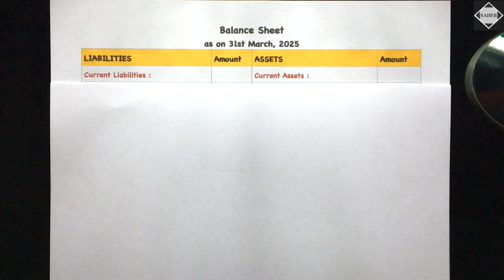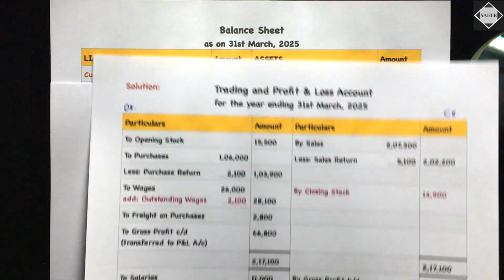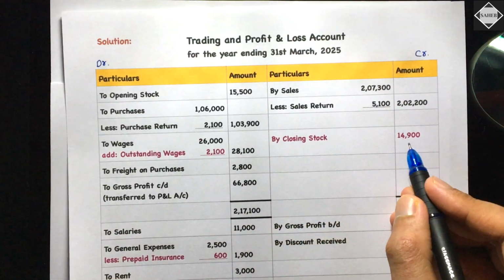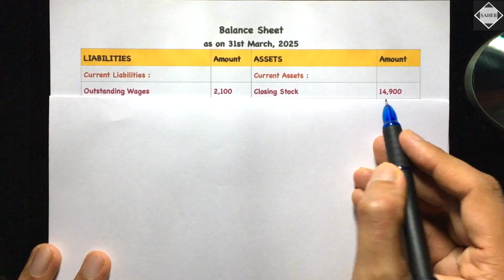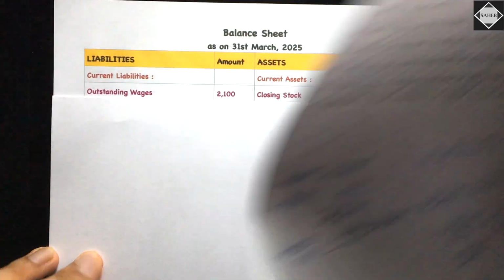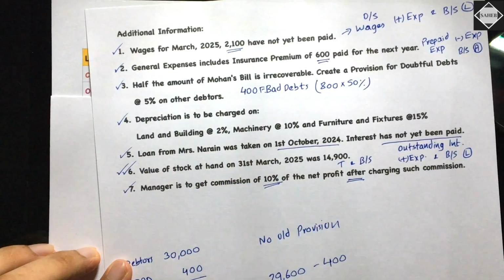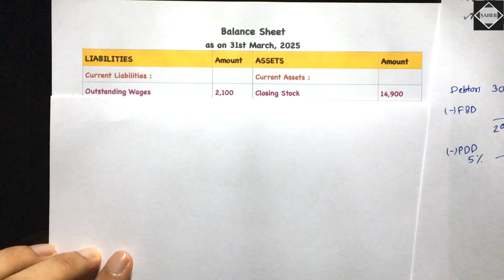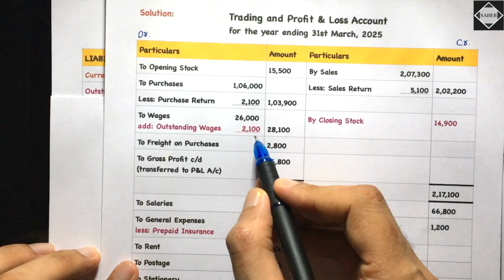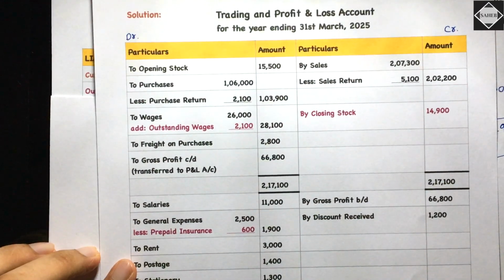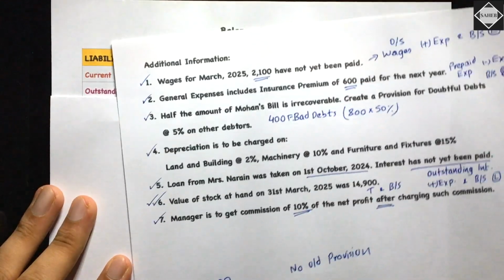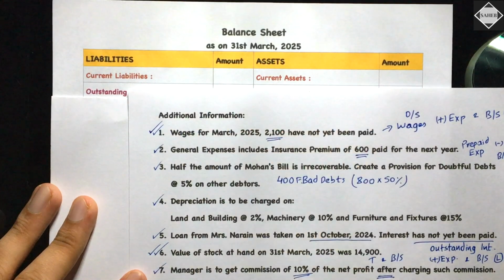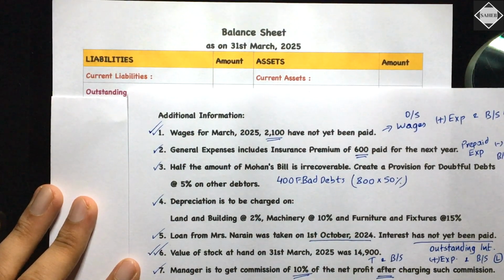So how do we do this? Really simple. Start with the trading and P&L and do all the adjustments. First adjustment, we have closing stock. How much? 14,900. Current asset, closing stock 14,900. Go on ticking. So you are done with the sixth adjustment regarding the balance sheet as well. Then the next adjustment you have is outstanding wages. How much? 2,100. Outstanding wages is a current liability. So take it, current liabilities, outstanding wages, right? You are done regarding this adjustment in the balance sheet as well.